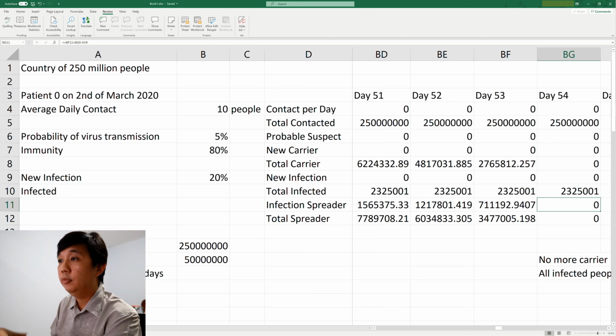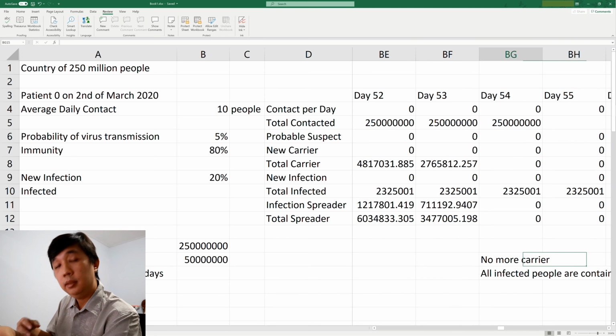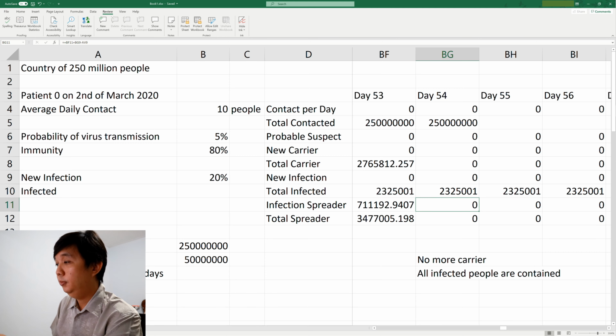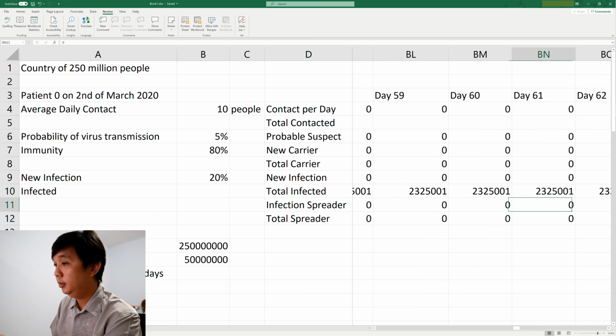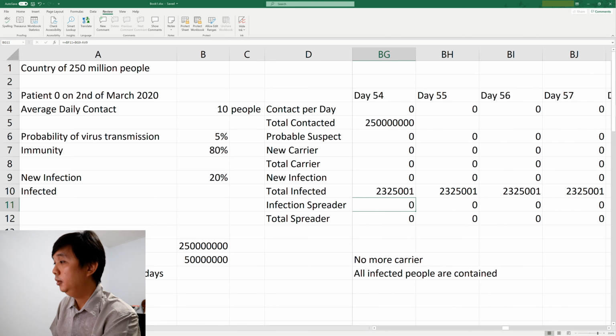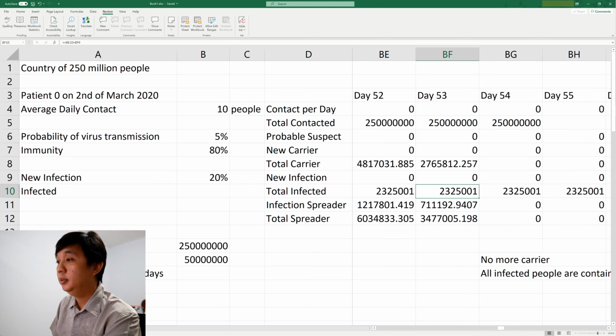Because everybody is contained, everybody is taking care of themselves, so we have no more carrier, and all infected people are contained, so don't worry. The problem will be finished by day 53 if this was the case, and yeah, that means this would happen if people do business as usual.